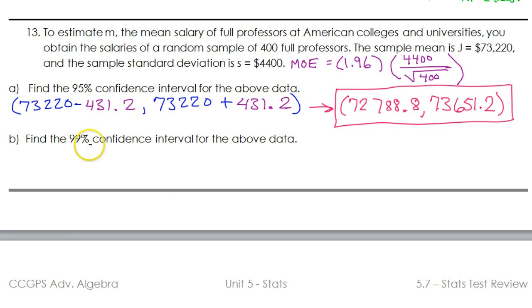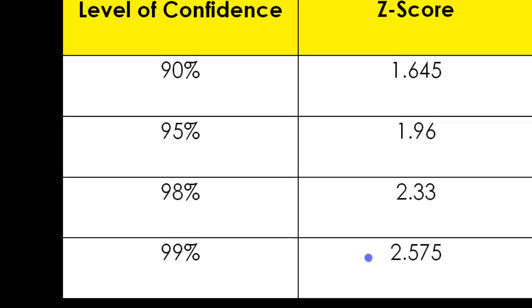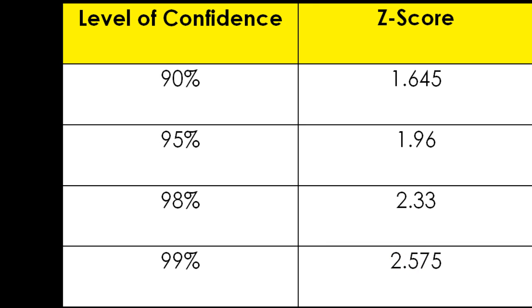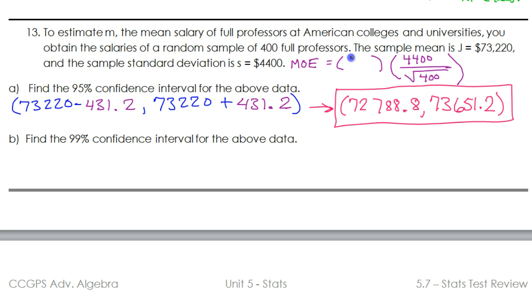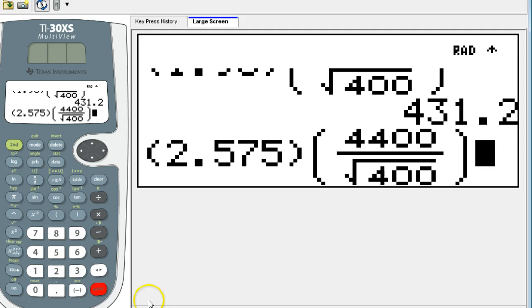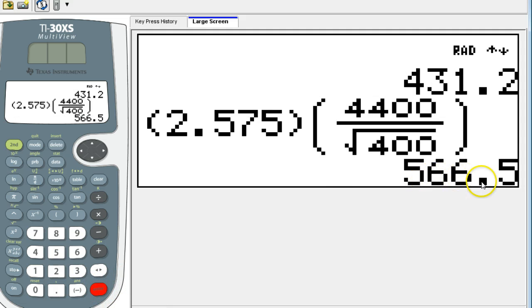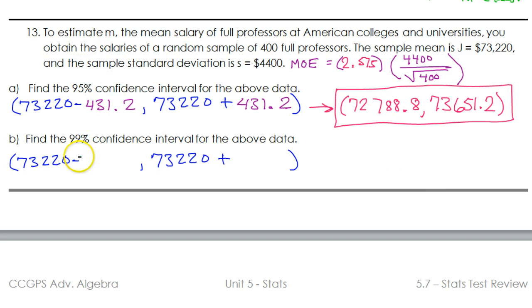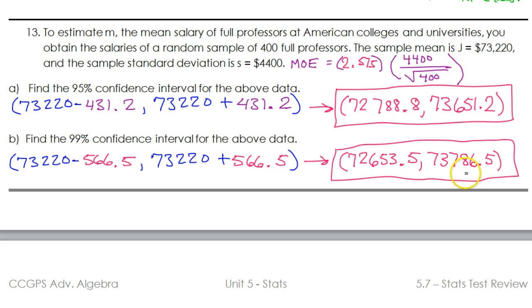For the 99% confidence interval, we're going to do the same exact thing, except instead of 1.96, we're going to need a z-score of 2.575. That's going to look like this in the calculator, and we get 566.5. Alright, so this will give us the confidence interval. Alright, so there's our 99% confidence interval.